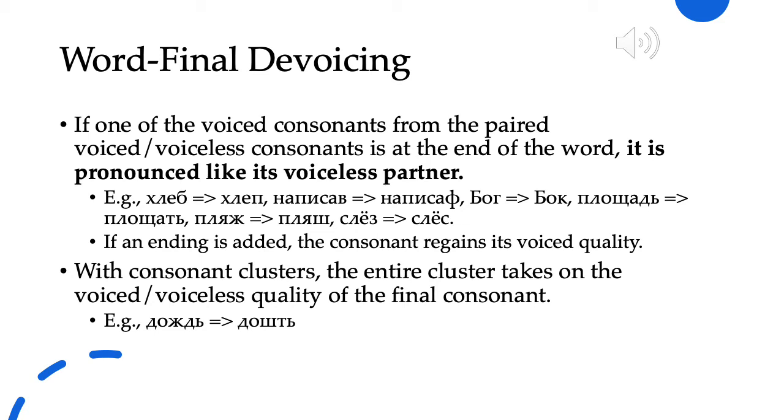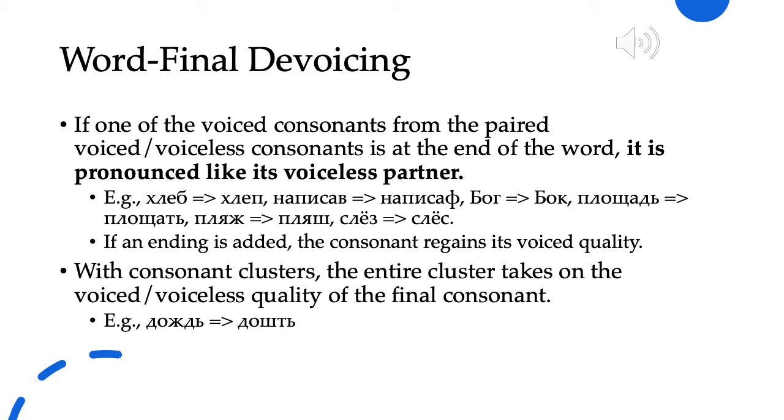Pляж, a beach, is pronounced pляж. Sljoz, tears, in the genitive plural, is pronounced sljoz. And if you're confused, probably most non-heritage speakers will not find this confusing. Non-heritage speakers tend to get tripped up over the pronunciation.